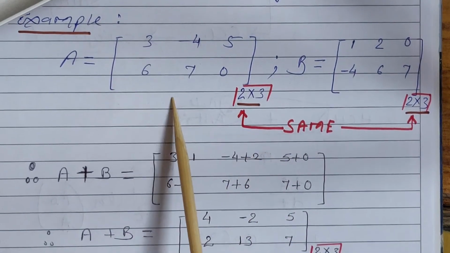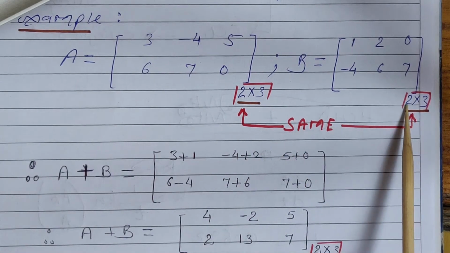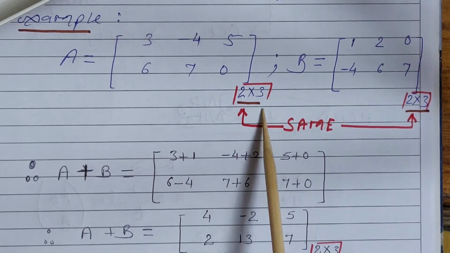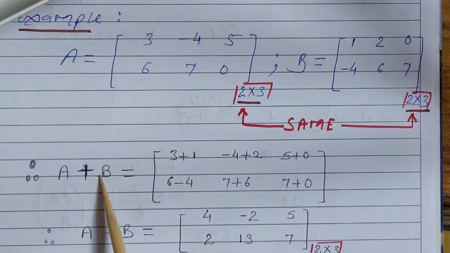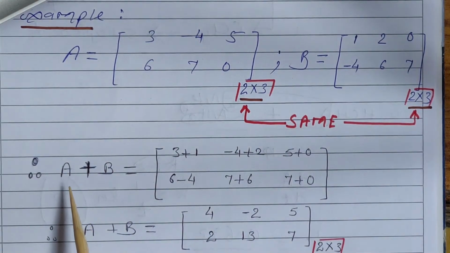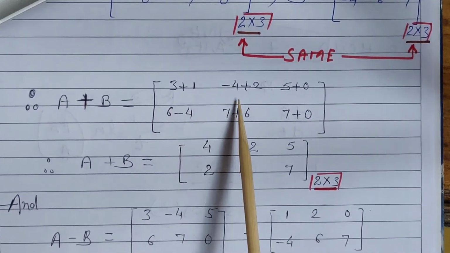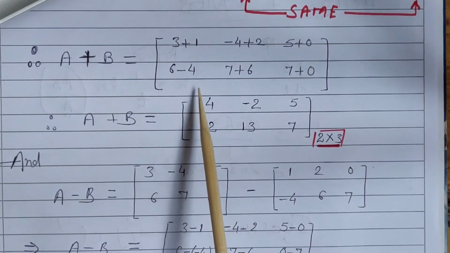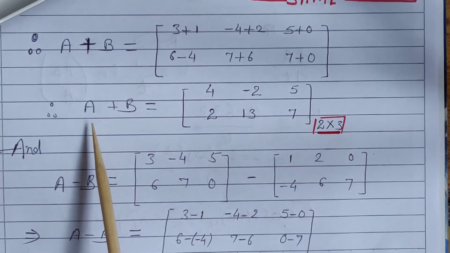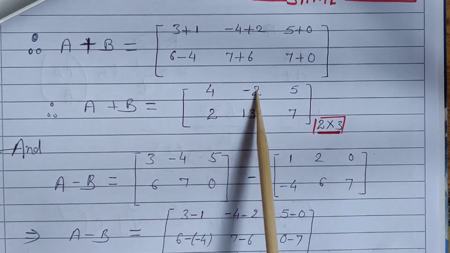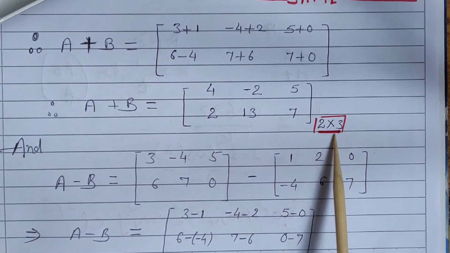You see here the order of this matrix is 2 into 3, and again for this matrix the order is 2 into 3. Order should be same. See here, order should be same. Then we get addition or subtraction. Now we see here what is the addition. Here A plus B equals, we can get easily 3 plus 1, minus 4 plus 2, 5 plus 0, 6 minus 4, 7 plus 6, 7 plus 0. It is easily calculated that A plus B equals 4 minus 2 5 2 13 7. Again its order will be 2 into 3.